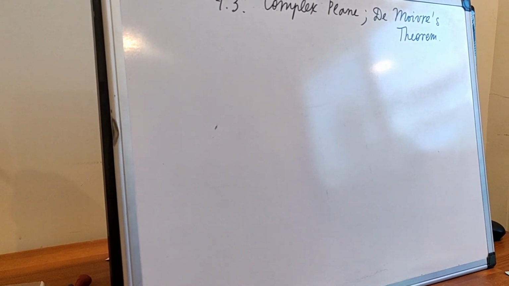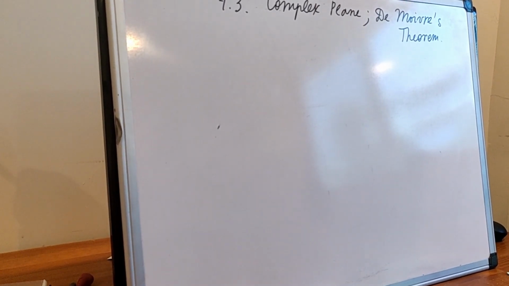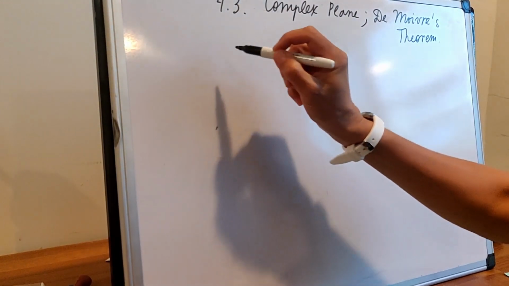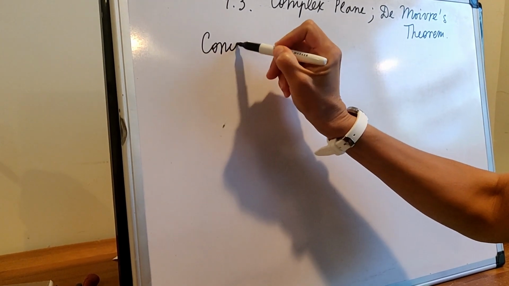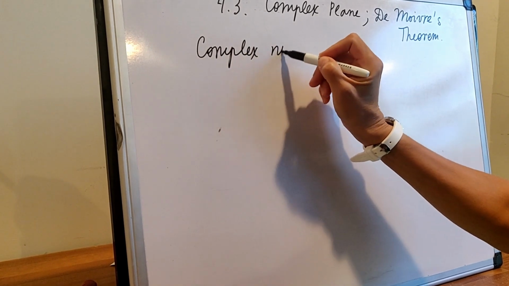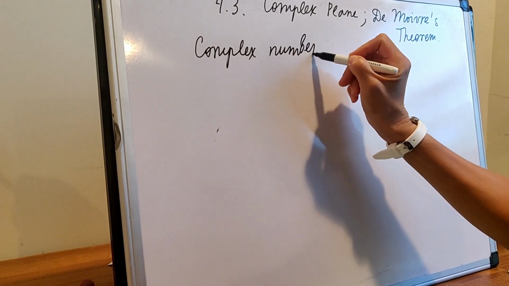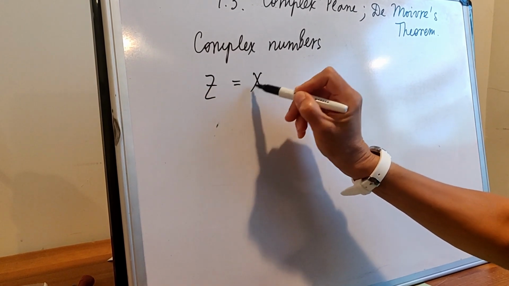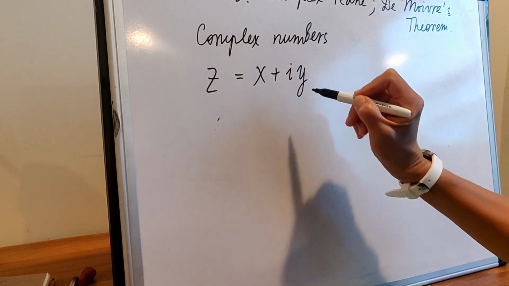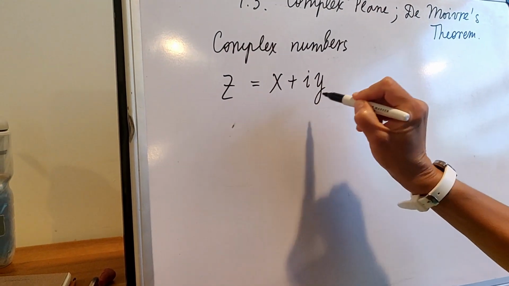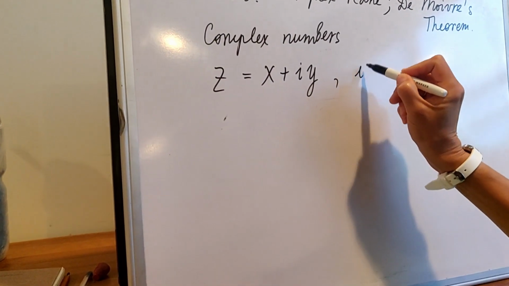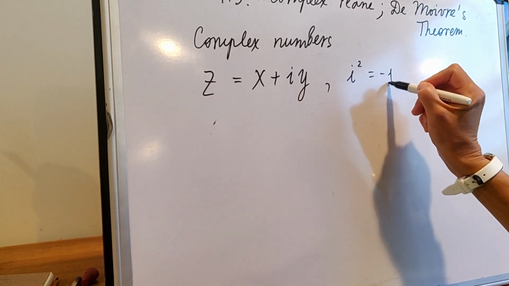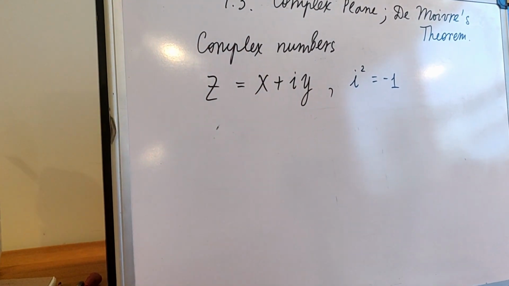Hello everyone, today we are doing section 4.3, complex plane, De Moivre's theorem. Let's recall, what are complex numbers? Complex numbers are numbers in the form x plus iy. So actually a complex number is a compound of two numbers. I here is the imaginary unit and i squared equals -1. So it's kind of a square root of -1.